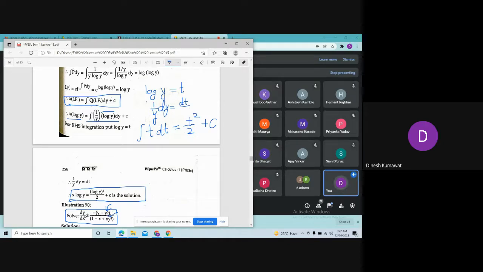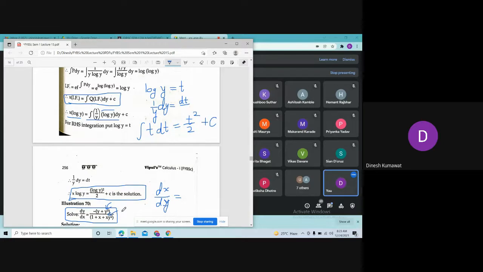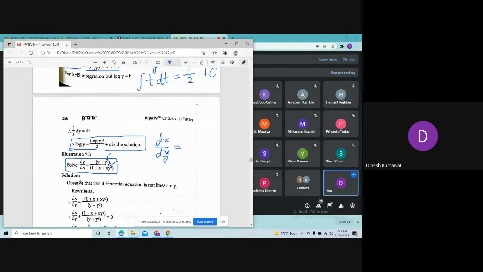So हमें dy by dx को कैसे लिखना पड़ेगा? dx by dy. Yes, sir. So क्या करेंगे? Take the reciprocal on both the sides. ओके. रेसिप्रोकल करने के बाद ये जो डिनोमिनेटर में था वो न्यूमरेटर में चला जाएगा, जो न्यूमरेटर में है वो डिनोमिनेटर में चला जाएगा. ओके, सो ऑब्जर्व दिस डिफरेंशियल इक्वेशन इज नॉट लीनियर इन y.